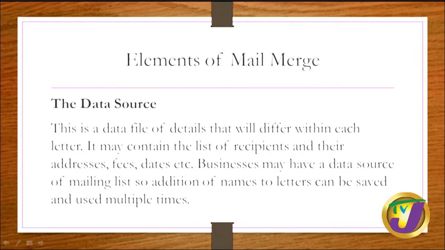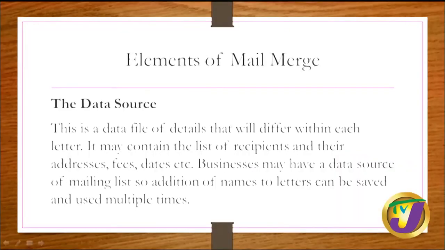Now, the data source is also called a data file. You may also hear the term address list. So the data file contains details that will differ from letter to letter, because if you have 200 letters to send out, your data file will likely contain 200 recipients. And the recipients' details may vary from their names, their titles, if they are being addressed based on their positions within an organization. They may have different lines of addresses.